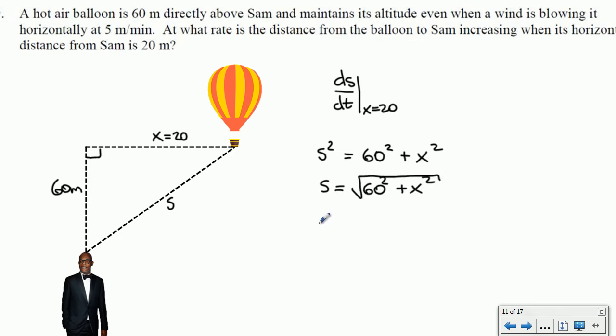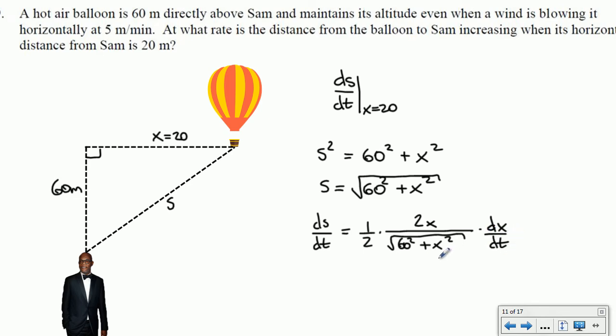So if we were to do ds/dt of this equation, it would be 1/2 times 60 squared plus x squared under the root symbol, and that would be multiplied by, since we have to do the chain rule, the derivative of the inside. The derivative of 60 squared is 0. The derivative of x squared would be 2x. And then we multiply that by dx/dt.